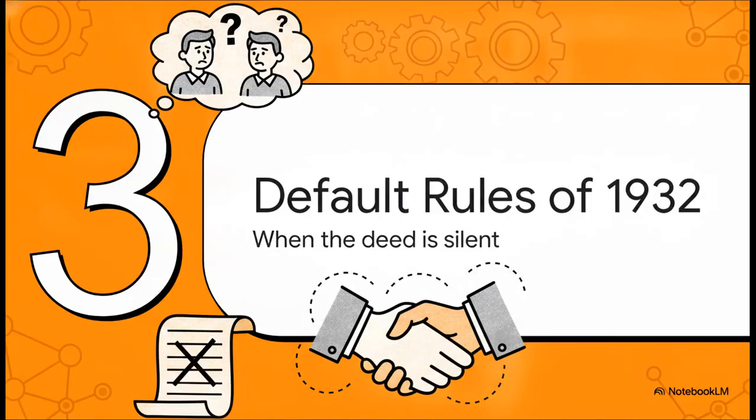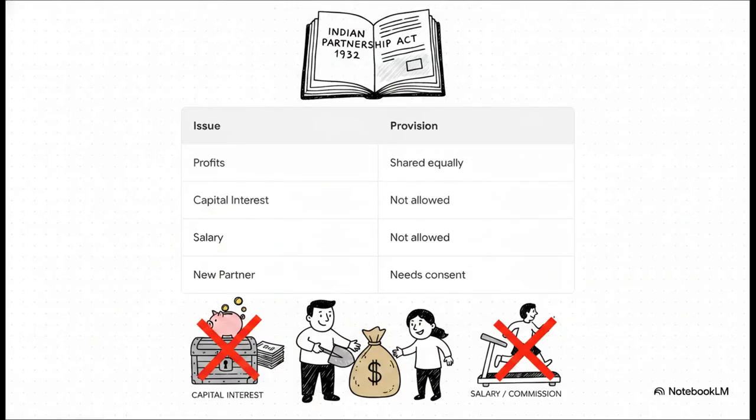Section 3. Default rules of 1932. But hey, what if you and your partner just completely forget to write these crucial details down? Or maybe you just relied on a handshake? Well, if your deed is silent on these points, the Indian Partnership Act of 1932 steps in and acts as the ultimate default rulebook. And honestly, its rules are pretty brutal if you aren't prepared.